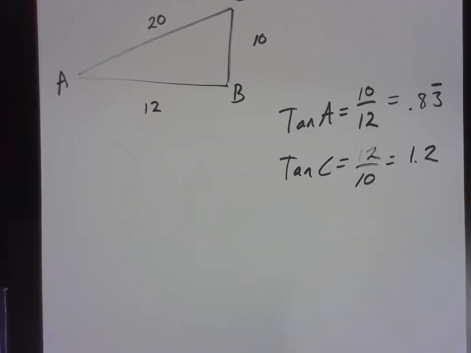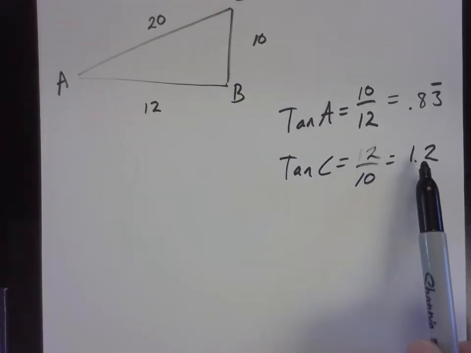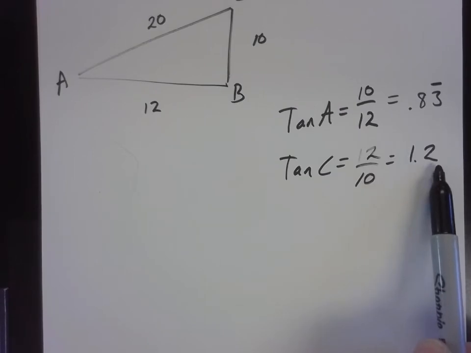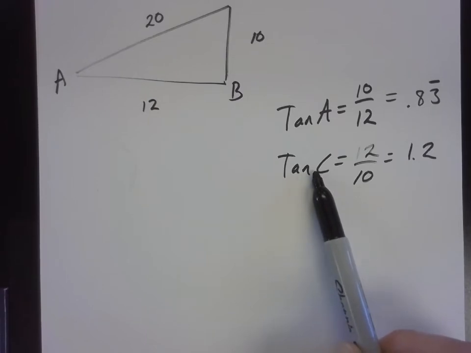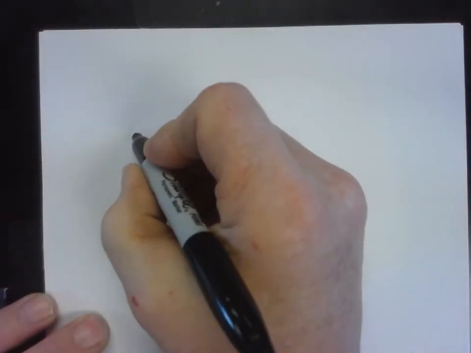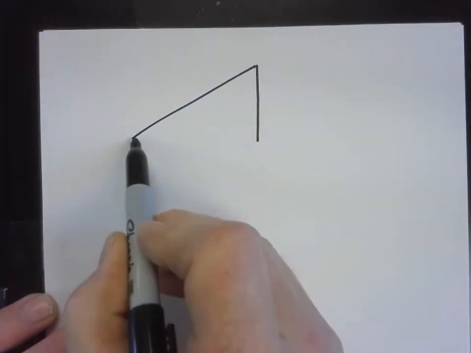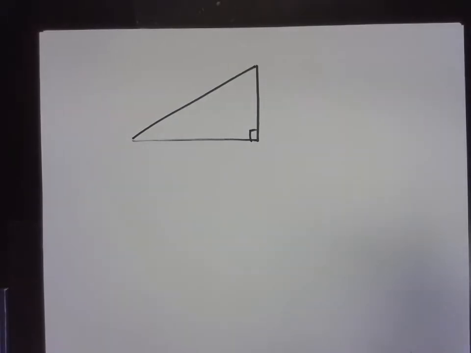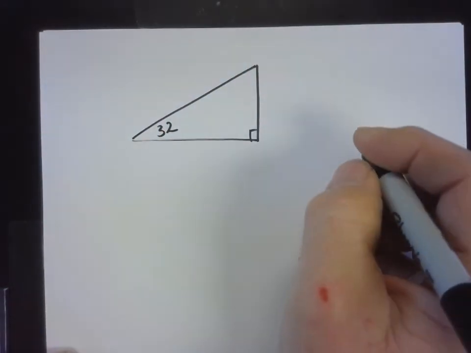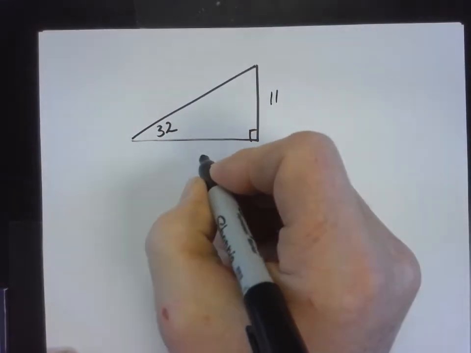Now, if I had my trig table, I could go down the tangent column, find 1.2, and go over and it would tell me what the measure of angle C is. For you guys today, we're not going to be looking for angles. We are just going to be finding missing sides today, which is a little bit easier. So I have a right triangle. This only works with a right triangle. I know this angle is 32 degrees, this side is 11, and this is something I'm looking for.